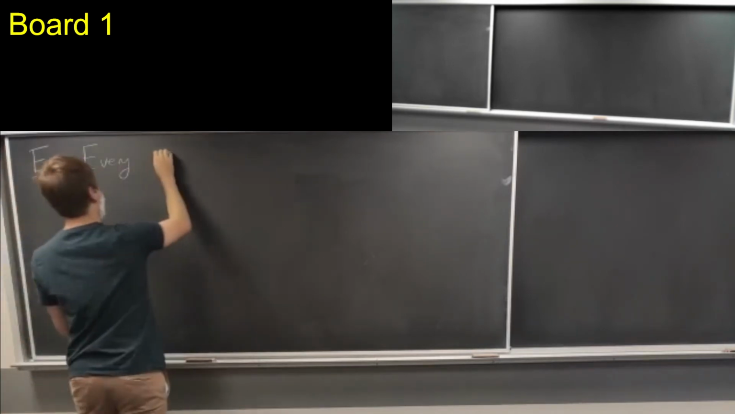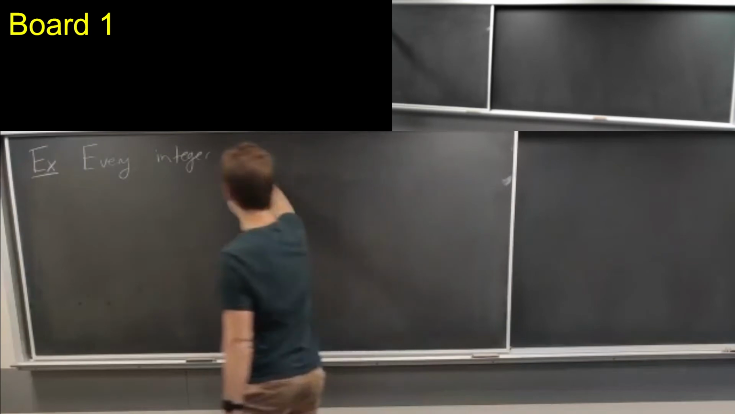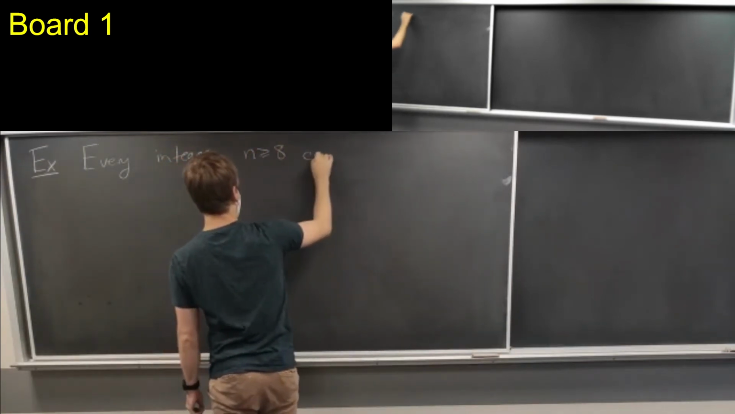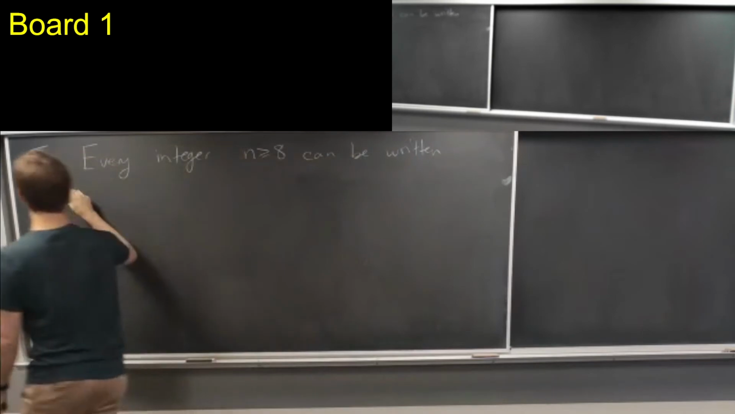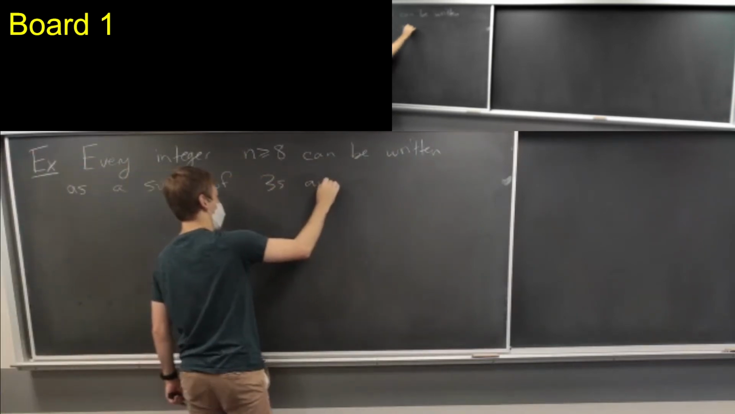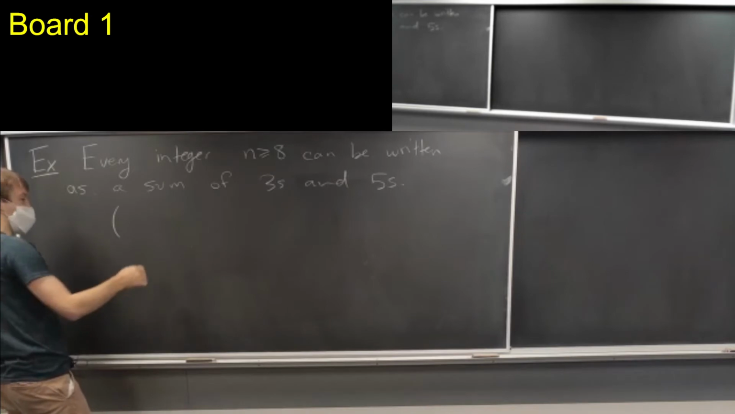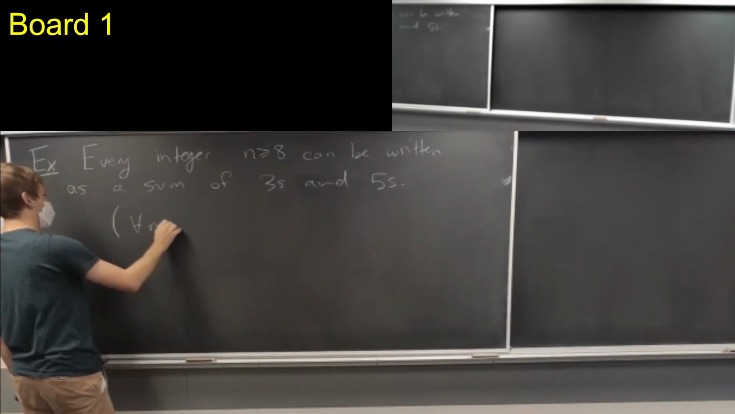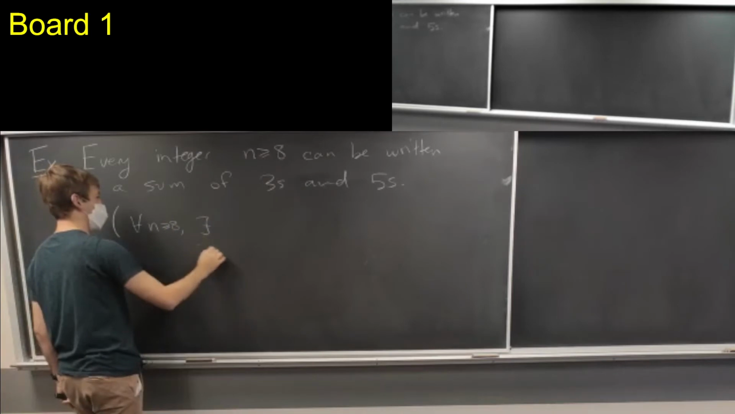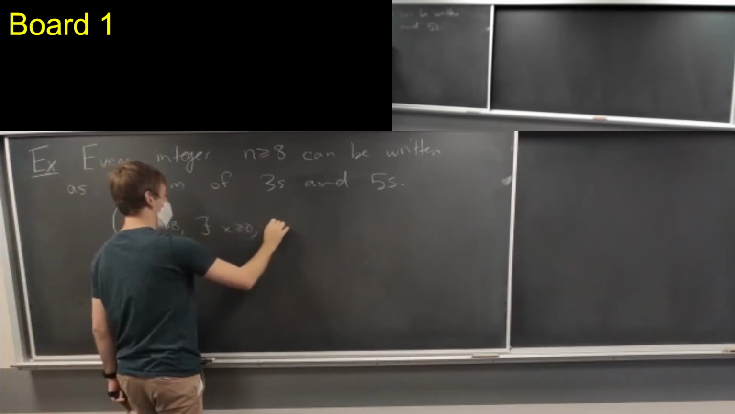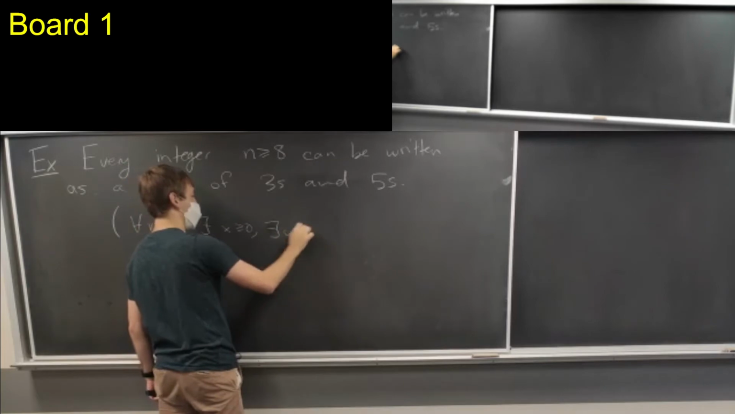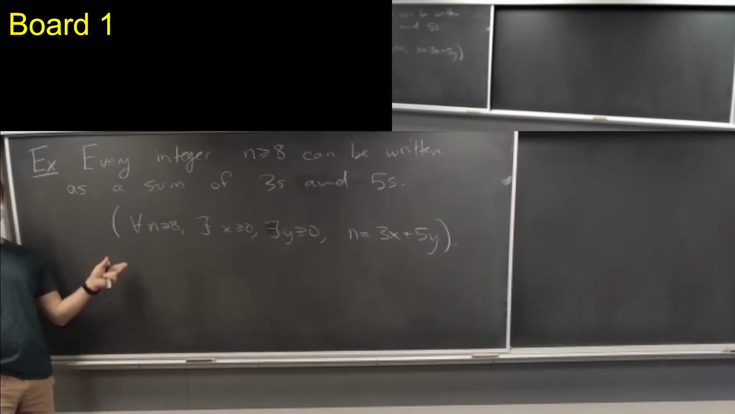I want to give you an example which uses strong induction. Every integer at least 8 can be written as a sum of 3s and 5s. When I say a sum of 3s and 5s, I mean with non-negative coefficients. In technical terms, what I'm saying is for all n at least 8, there exists x at least 0 and there exists y at least 0 such that n equals 3x plus 5y. Writing it in this technical way may or may not help, but this is what I mean.